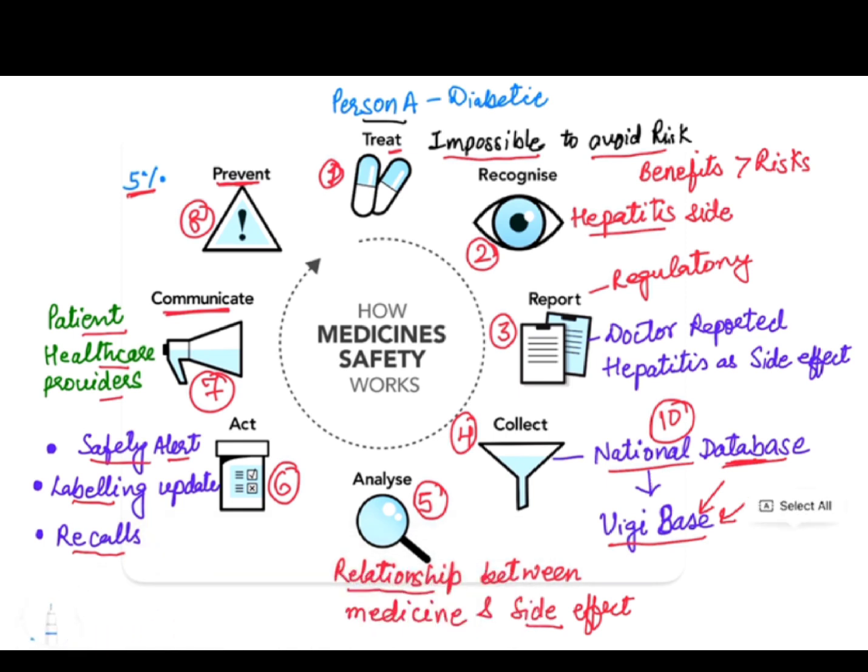Drugs are used to treat, then if there is a side effect, you recognize it, then it is reported, the information is pooled into the national database and finally analyzed. Based on this analysis, the regulatory experts take action, maybe a safety alert, labeling update, or a recall or withdrawal. Then this information is communicated to patients and healthcare providers, and ultimately it helps prevent further side effects. That means we are able to create a positive balance.